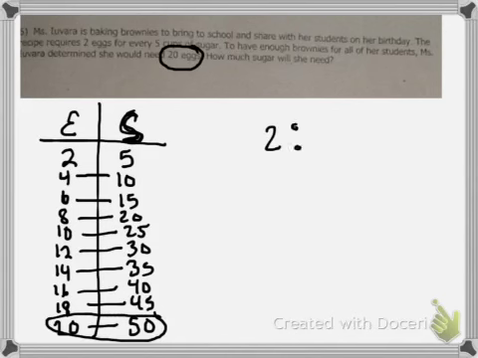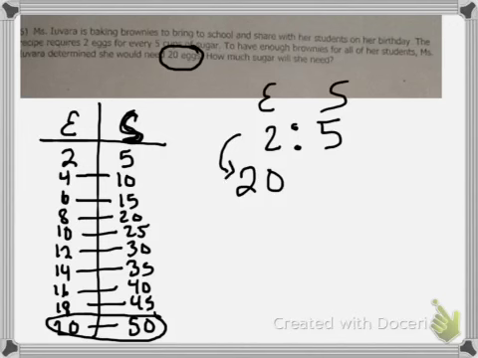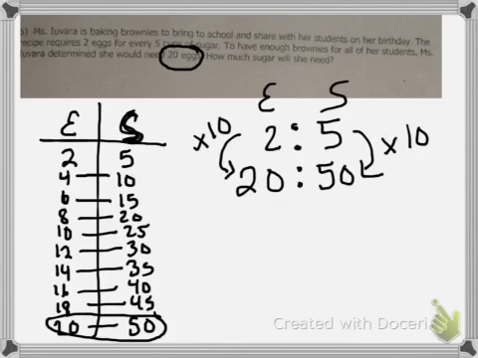If I set it up as a ratio, here's my 2 to 5 eggs to sugar. I need 20 eggs. So that means I'm multiplying the 2 by 10 to get to 20, and I need to do the same for the sugar. 5 times 10 gives me 50. So my answer is 50 cups of sugar.